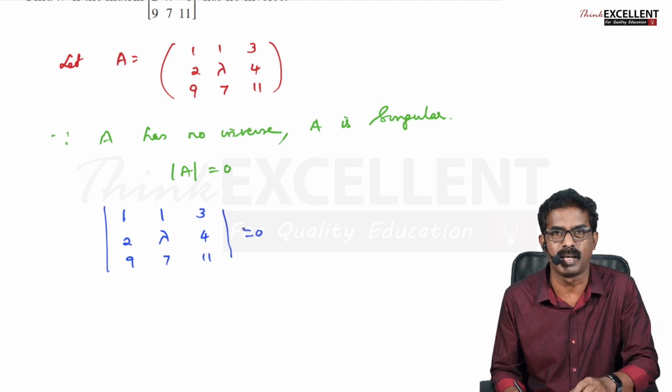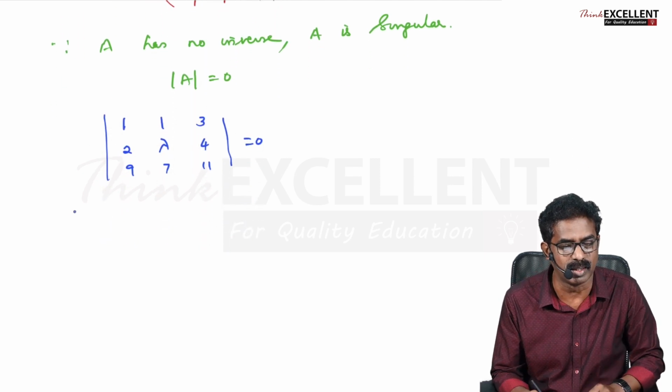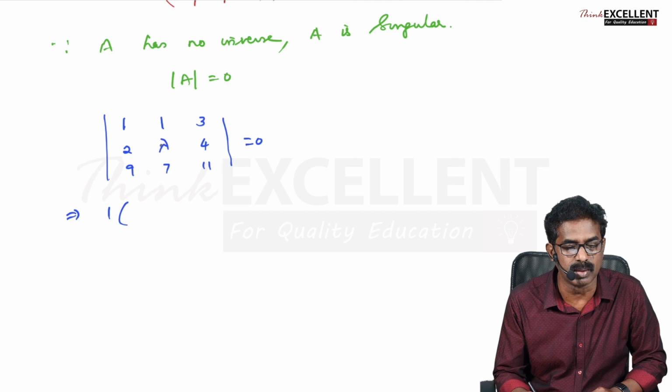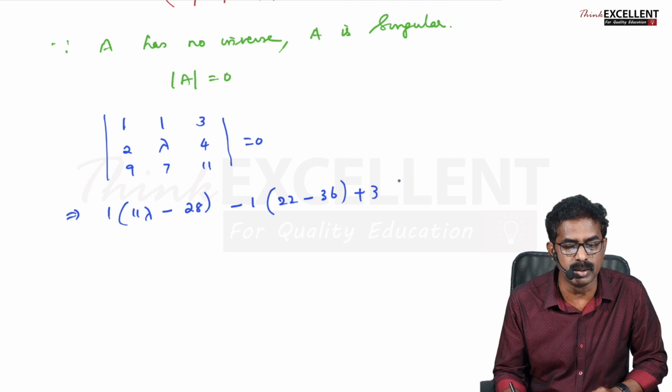You know how to expand and find lambda. Anyhow, I'll help you with this sum fully. So 1 into, leaving that row and that column, lambda into 11: 11 lambda minus 7 fours are 28. Take the second number, minus 1 into, leaving that particular row and column, 2 into 11: 22 minus 9 fours are 36. Plus 3 into, leaving that row and column, 2 sevens are 14, minus 9 lambda, equal to 0, right?